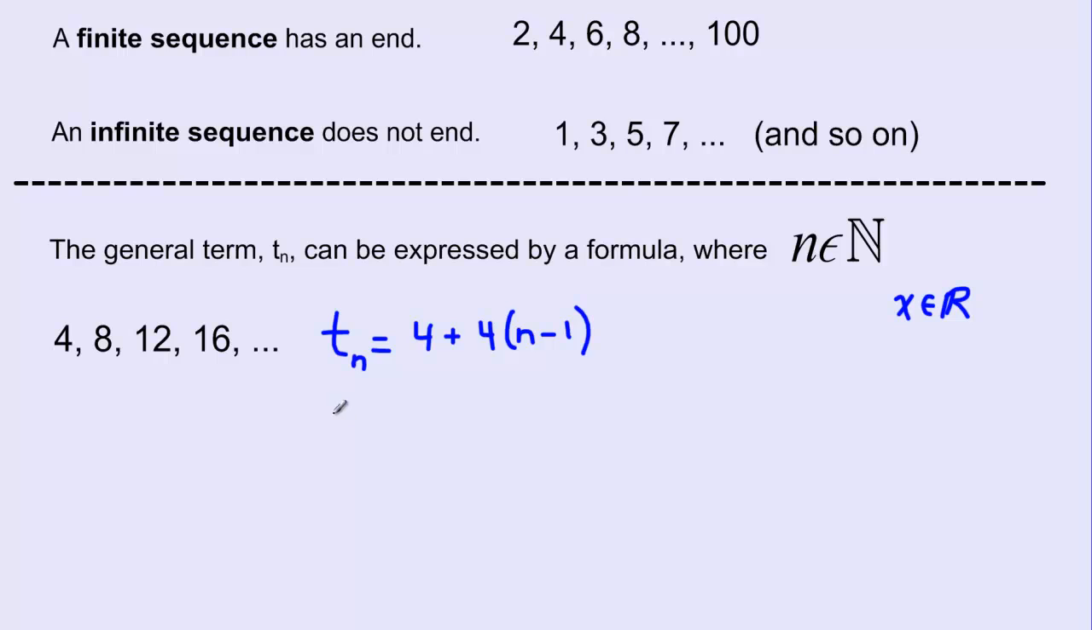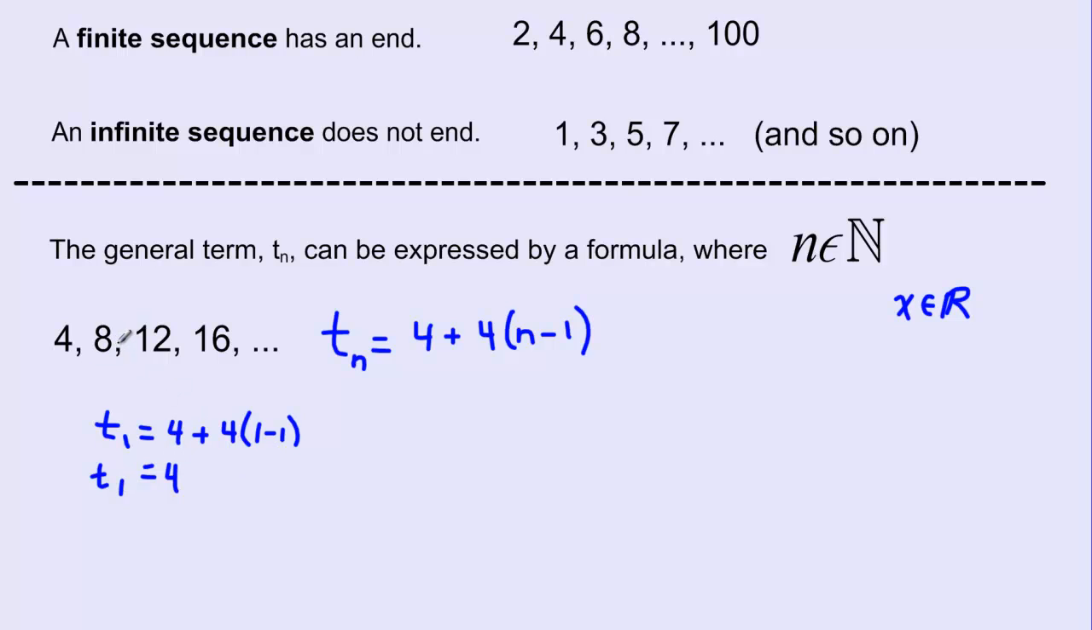So if I wanted to find the first term, I would plug in 1 to where n goes. So the first term, t1, is equal to 4 plus 4 times (1 minus 1), and we know 1 minus 1 is 0. And so look what happens. 0 times 4 is 0, and I'm just left with my first term is equal to 4. That's exactly what we wanted.